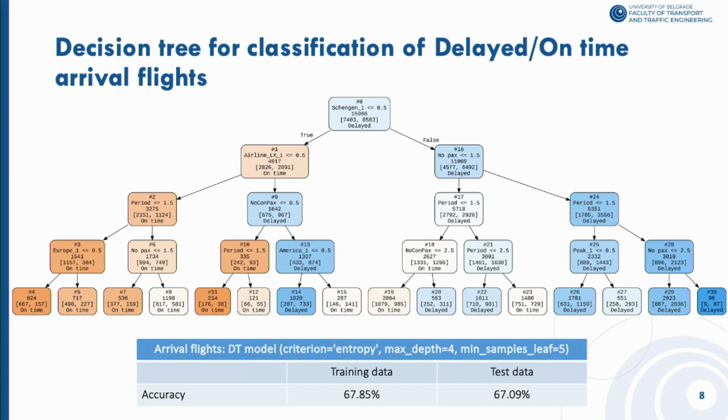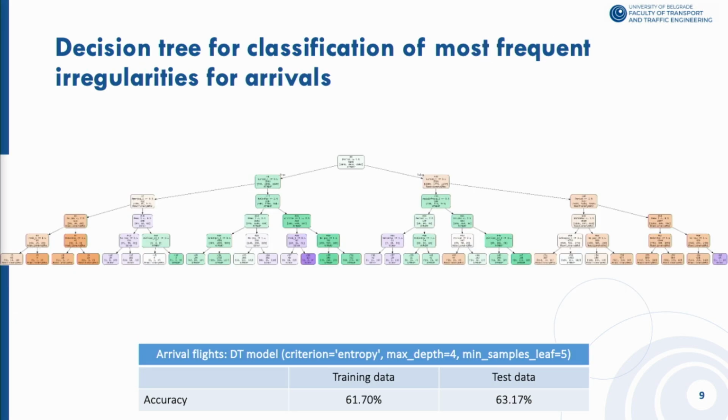certainly be on time. The other model predicts the main reason for the flight delay. Before I enlarge the picture, I just want to explain what those colors indicate. The orange color indicates that the flight will be delayed due to reactionary delay. The green color indicates that the flight is delayed due to ATM or airport authorities, and the violet color indicates that the flight will be delayed due to some airline internal reasons.